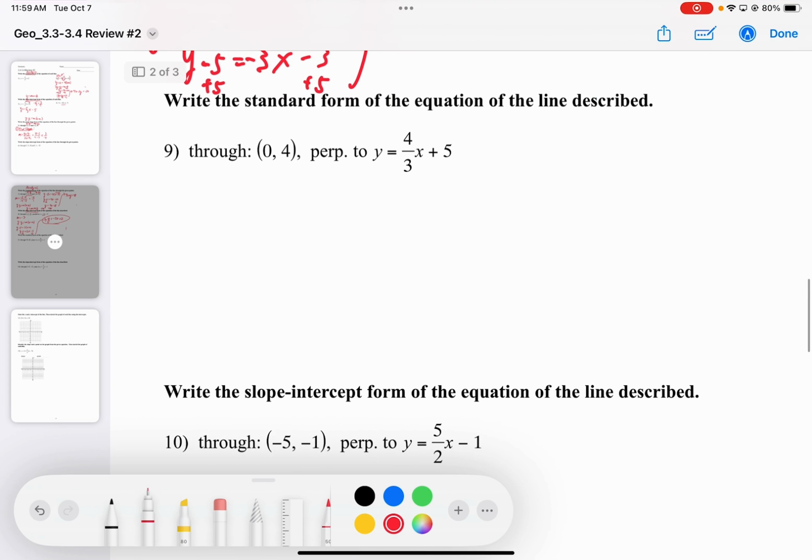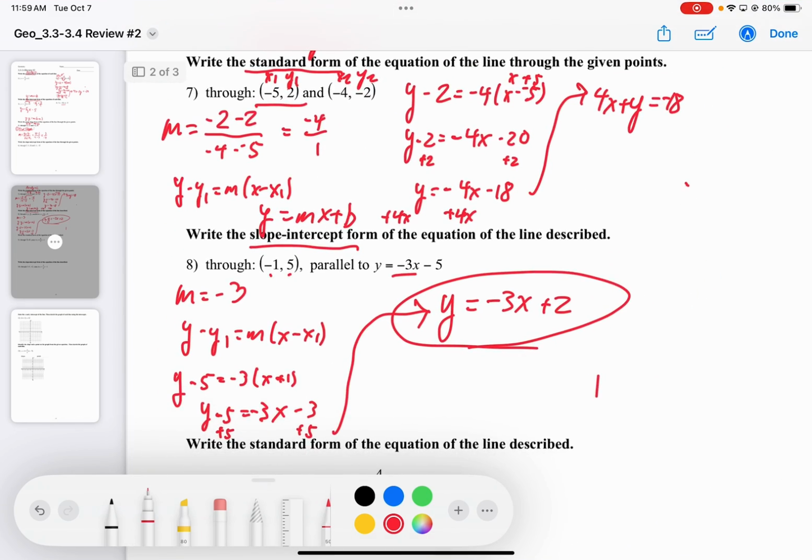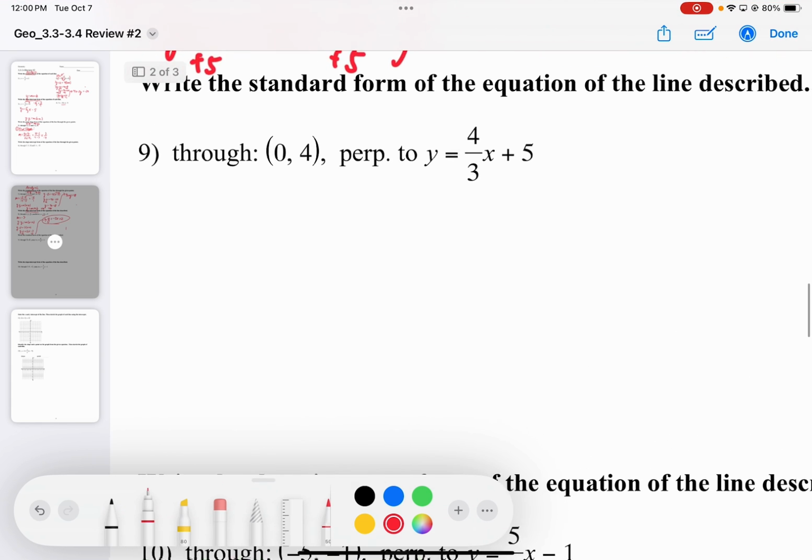Number 9. Passes through that point, perpendicular to y equals 4/3 x plus 5. Jillian: So for the differences between number 7 and 8, we still use the point slope to find both things, but if you were trying to find standard form for number 8, would you just add the 3x to the other side? That's exactly right. Point slope form is like our go-to. We start there, and then we manipulate it the way that we need to get it into the form that they're asking for. So point slope is the go-to, okay?